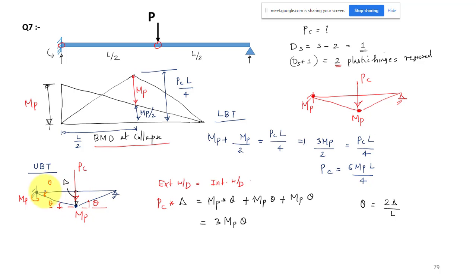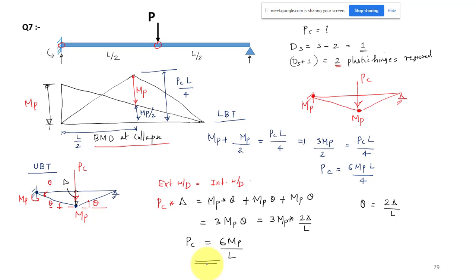That is what this equation says. So I can write 3 times 3 MP theta is equal to 2 delta by L, so this is equal to 6 MP by L. Delta will get cancelled. This is my collapse load, 6 MP by L. So the upper bound and lower bound theorems both give the same result. The collapse load for this case of a propped cantilever is 6 MP by L.